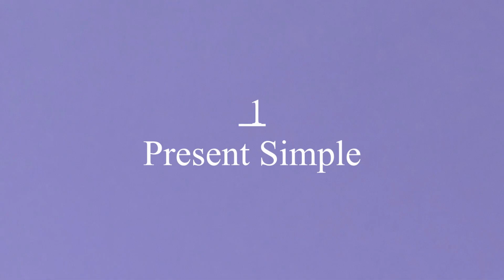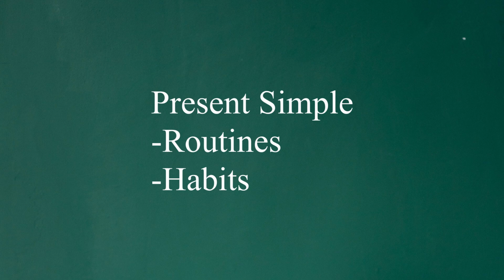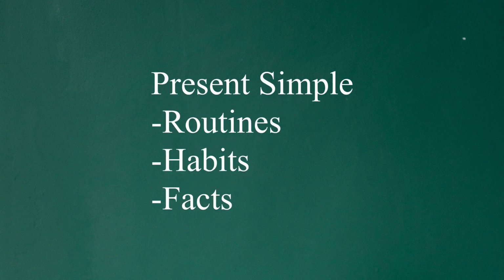Now, the first tense is going to be the present simple tense. The present simple tense is used to indicate routines and habits. It's also called present habitual tense. For example, someone asks you, what do you do? You say, oh, I'm an engineer. That is the present simple tense. When do you wake up? I wake up at 7 in the morning. That is the present simple tense.